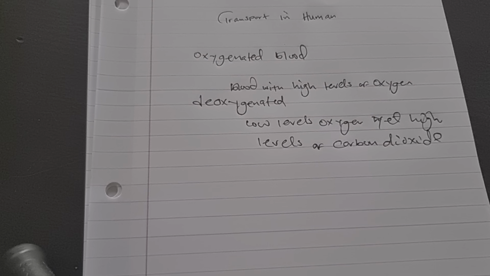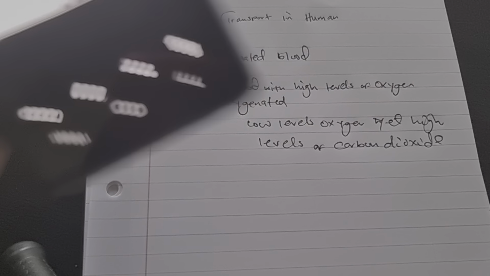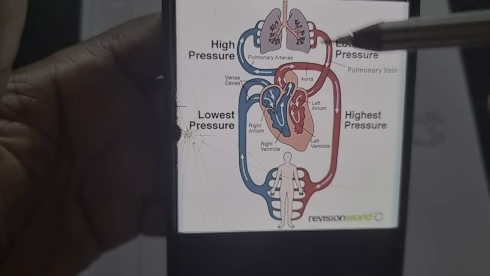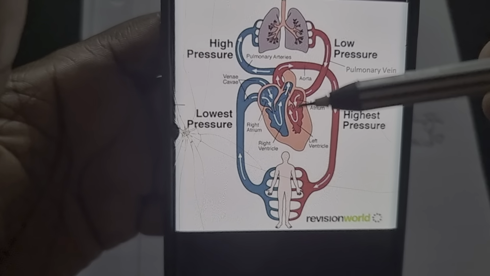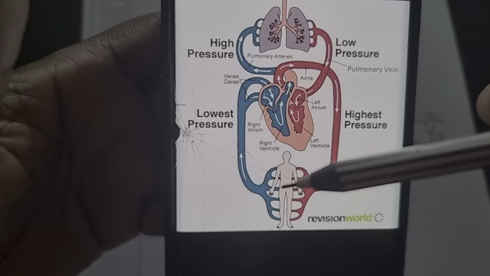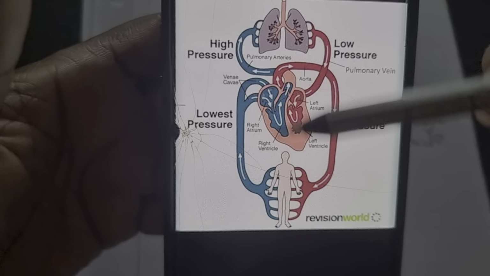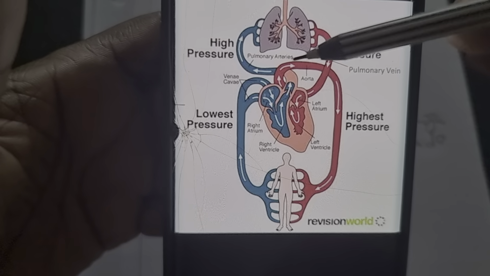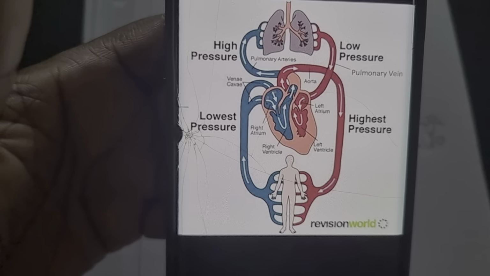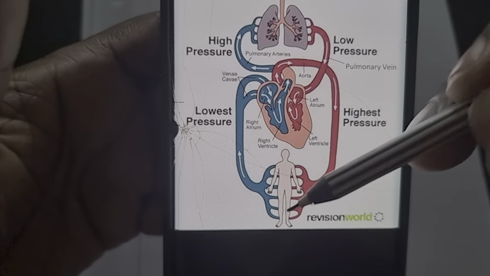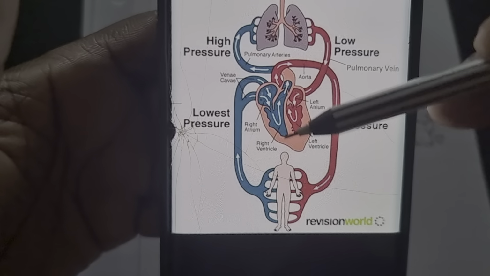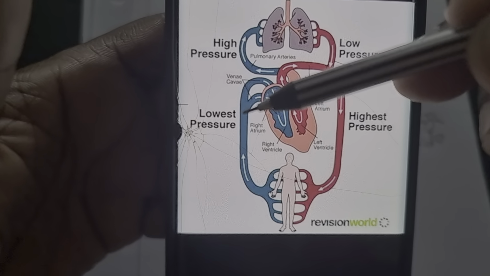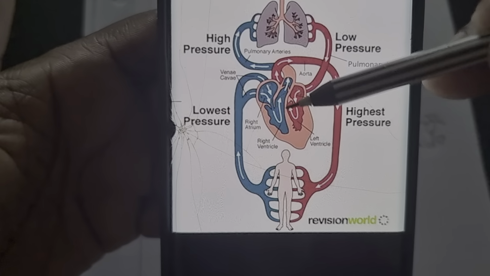You should understand that we have two occurrences. There's the oxygenated blood that goes to the heart, then it goes to the rest of the body. The heart increases the pressure so that the blood can easily get to all the body cells. Then from there, the deoxygenated blood leaves the rest of the body cells and goes to the heart again.